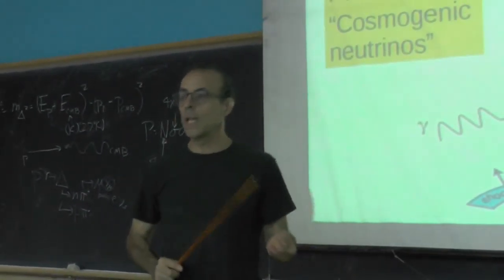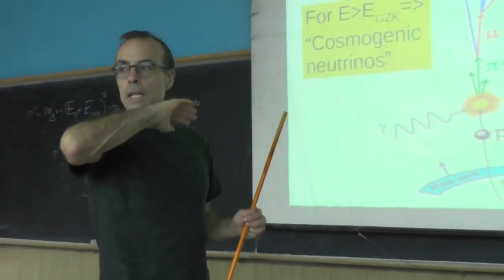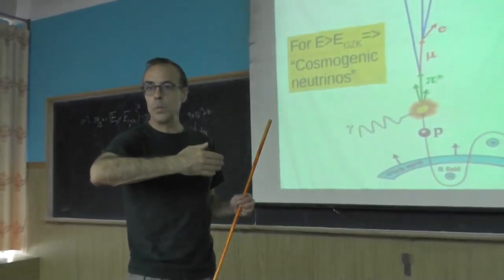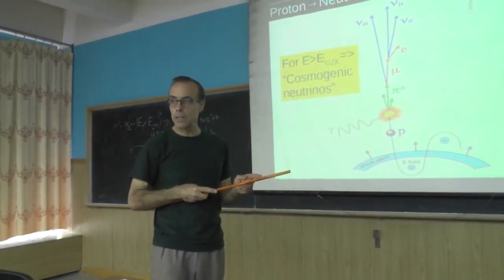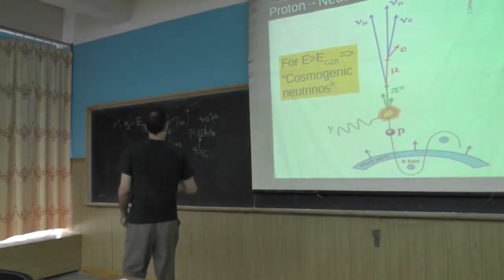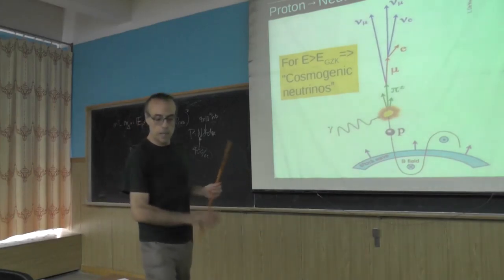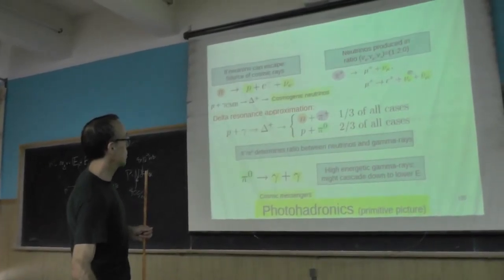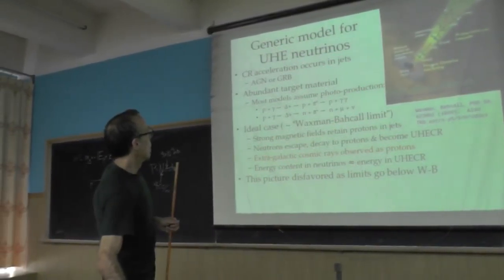So the whole idea is that if you see that fall off in the proton spectrum, it must be the case that there are ultra-high energy protons interacting with the CMB. Therefore, there must be neutrinos that you can observe, and that's the rationale for most of these experiments. Okay, and this is just what I talked about.